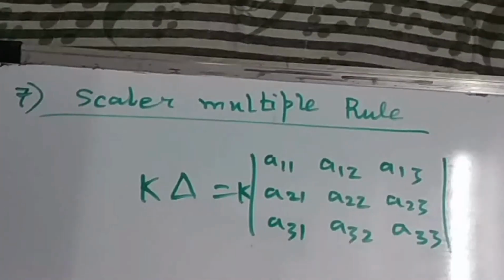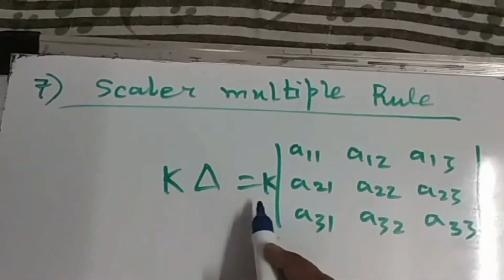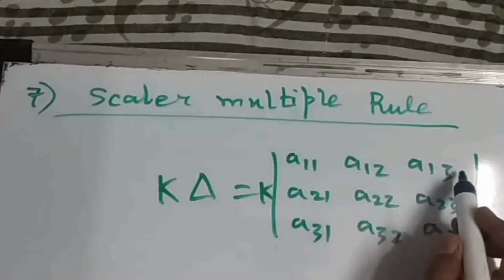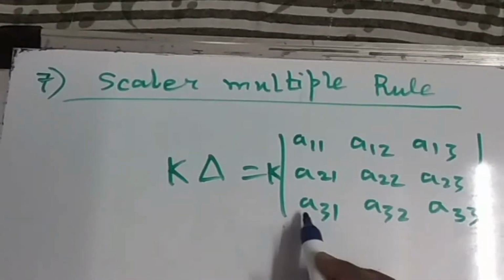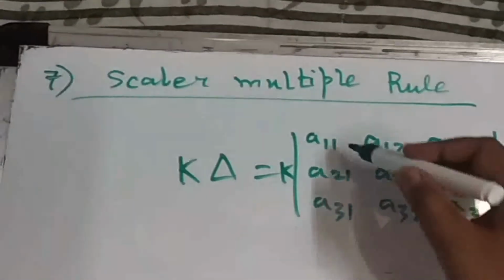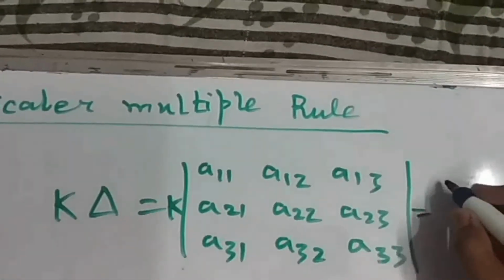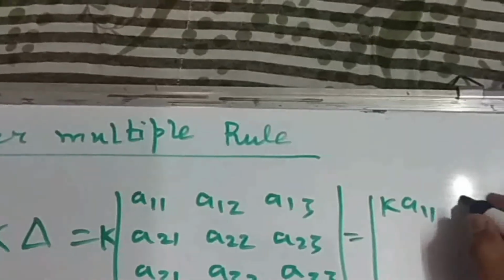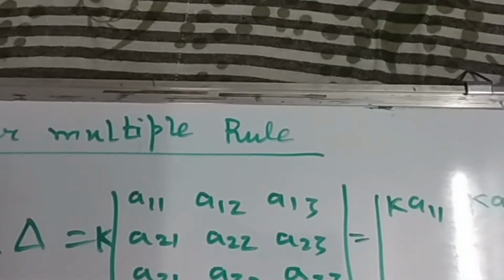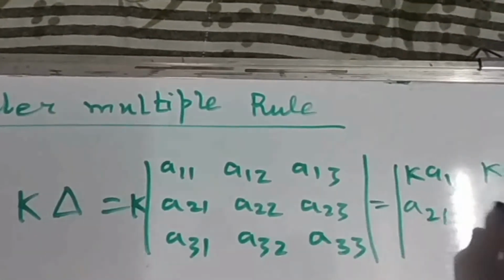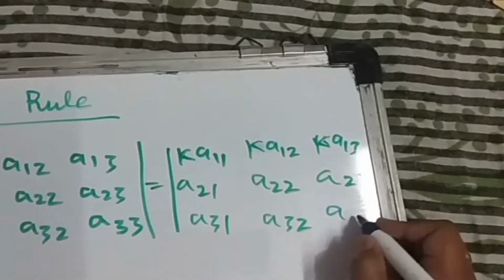Now you have 6 options. You can multiply this k with all the elements of the first row, or with all the elements of the second row, or the third row, that is 3 options, or you can multiply in the first column, or the second column, or the third column. What I am doing is multiplying it in the first row. Other things as they are. The first row I have multiplied.